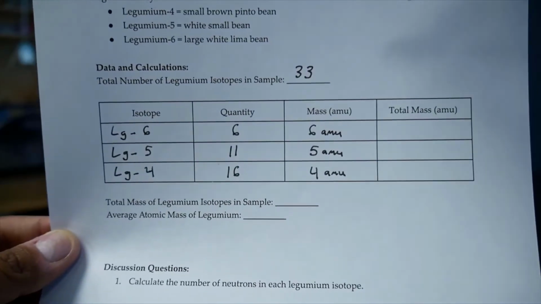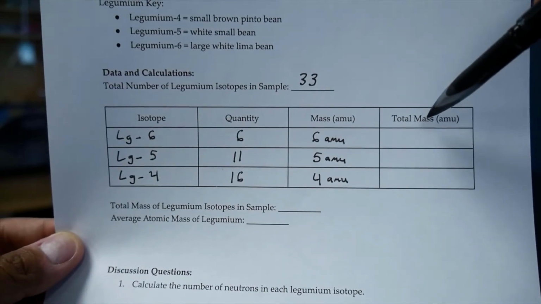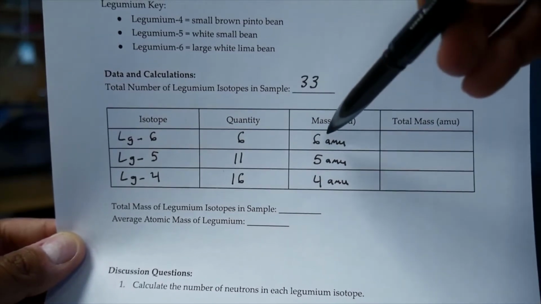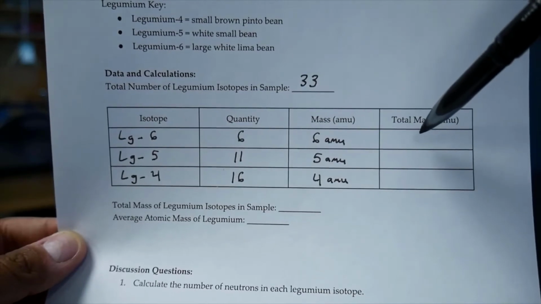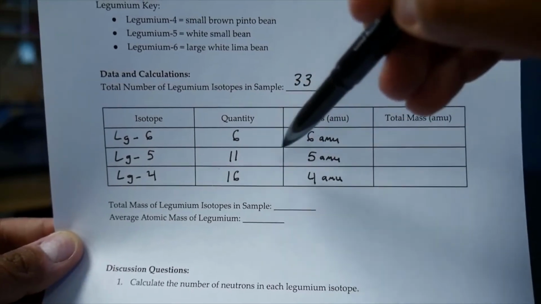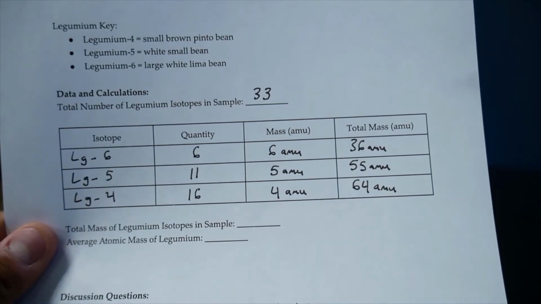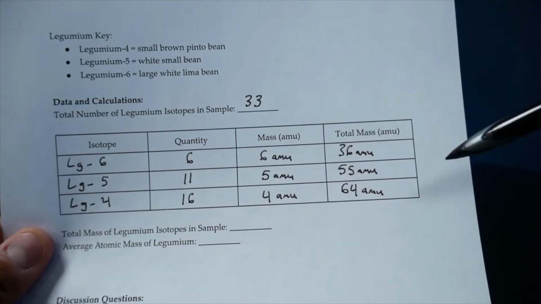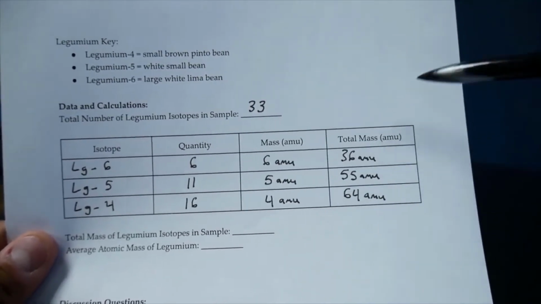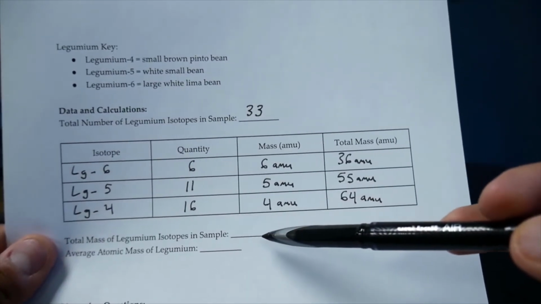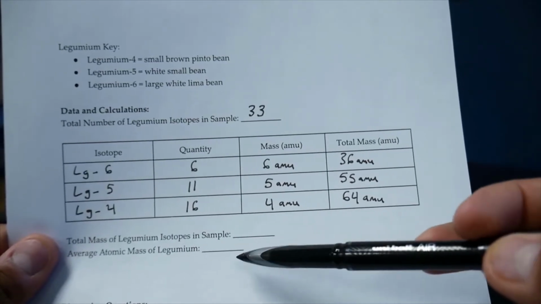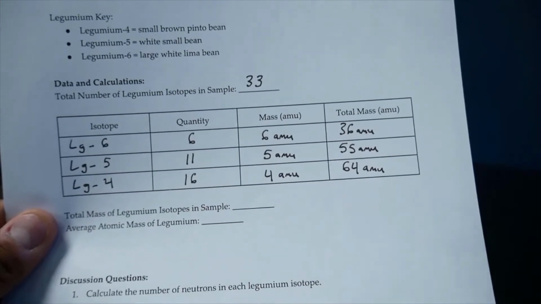All right, so now we're going to find the total mass that we have of each one. We're going to take 6 times 6 AMUs to get the total AMU mass for Legumium 6 isotopes. Same thing for Legumium 5s and Legumium 4s. All right, so now here are my total masses. Again, I just did some basic multiplication. We're going to add that up to find our total mass of Legumium in the whole sample, and then we'll move on to finding our average atomic mass.